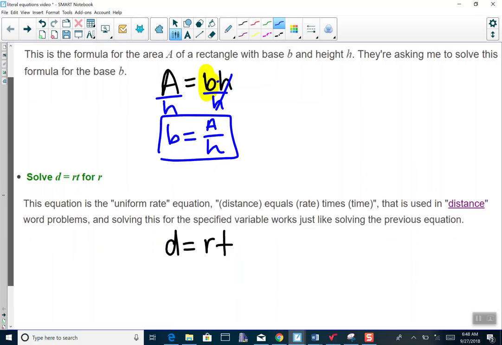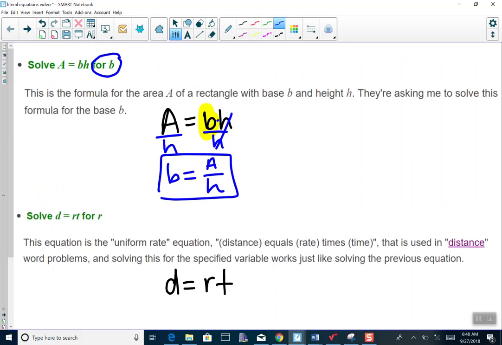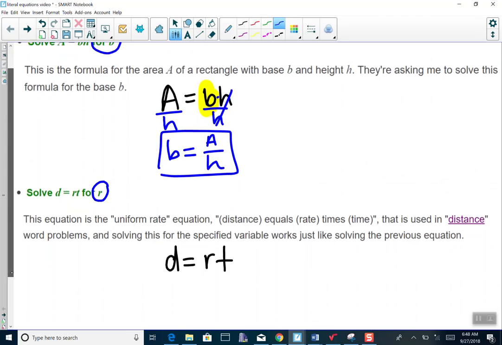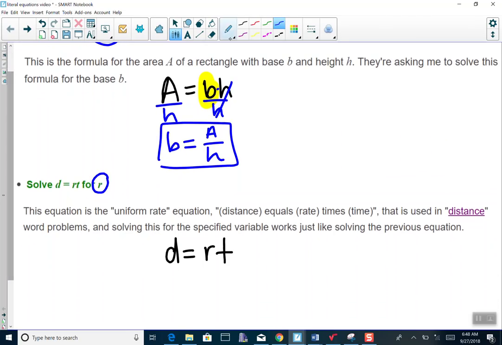Okay, this next problem is very similar. Solve D equals RT for R. So this is the equation, distance equals rate times time. Okay, so again, if I want to get the R by itself, in order to isolate it, I need to get rid of the T. I know that RT is really multiplication, and I can undo that with division. So my answer would be R equals D over T.